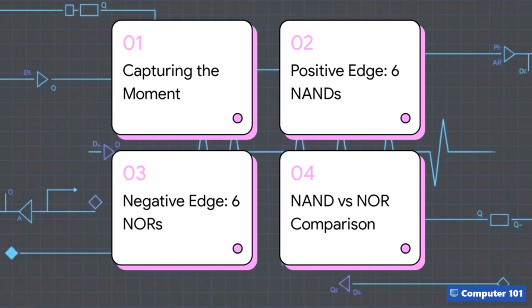Okay, here's our roadmap. First, we'll cover capturing the moment. Then we'll break down the positive edge configuration with 6 NANDs, move on to the negative edge with 6 NORs, and finally, do a quick NAND versus NOR comparison.